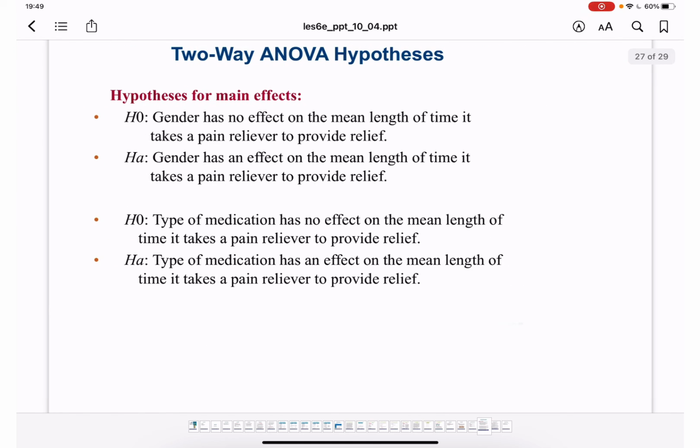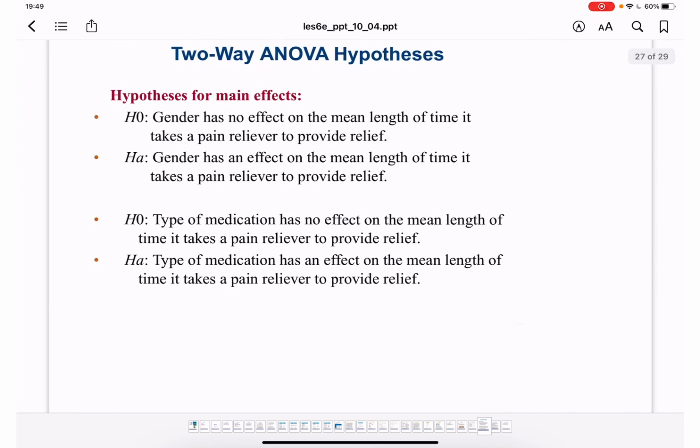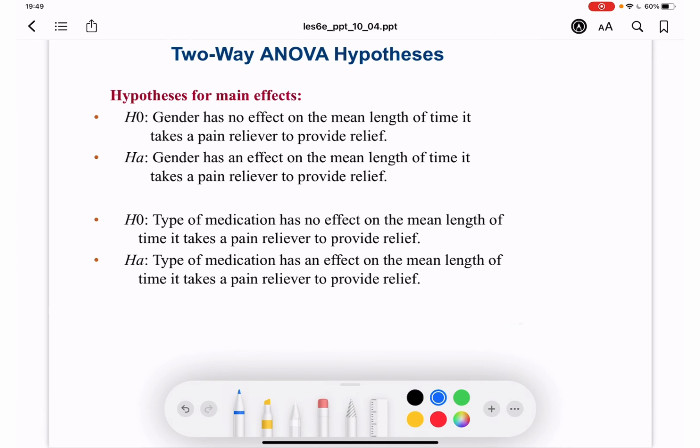So, hypothesis for main effect. To remind you, main effect is each independent variable on the dependent. So what's going to be the null and alternative? That gender has no effect on the mean length. So gender is going to be our independent variable, right? And mean length of time is going to be our dependent. So the null is has no effect, and the alternative will be has an effect. The second version: type of medication has no effect on the mean length of time it takes a pain reliever to provide relief.